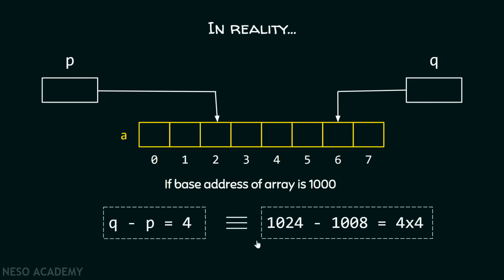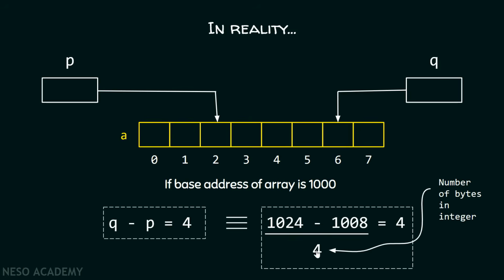What we want to do is subtract p from q. So this is equivalent to 1024 minus 1008. But we want the result as 4, not 4 into 4. So you can easily guess the next step. We have to bring this 4 to the other side of the equation, that is, into the denominator. And then we will get the result as 4, right?